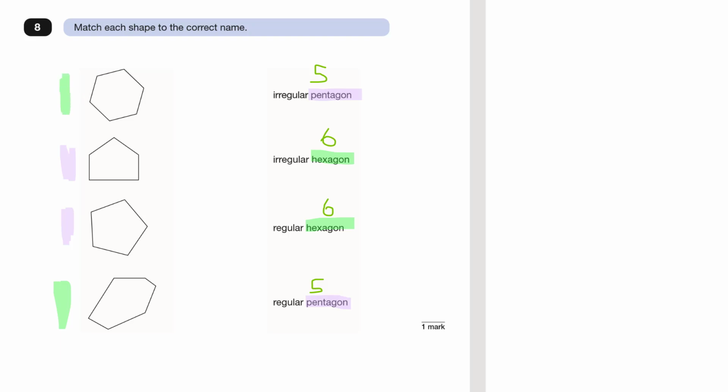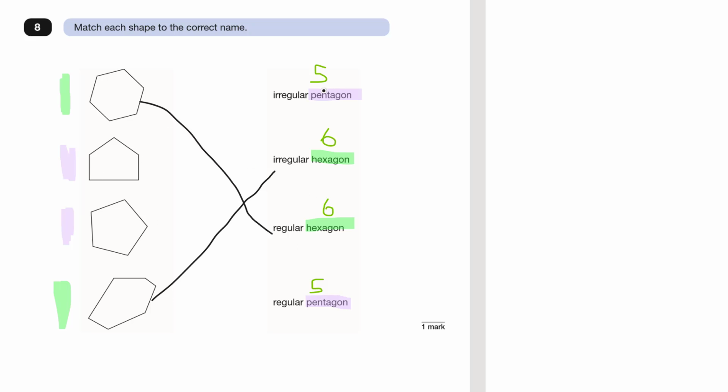So we just need to make sure that we get the regular and irregular part right now. If I look at my 2 hexagons, the 2 green, I can clearly see that this top one looks more even. The sides are the same length and the angles are the same. This one down the bottom, I can see I've got a short side here and a long side here. That is irregular. So that is my irregular hexagon and that is my regular hexagon.